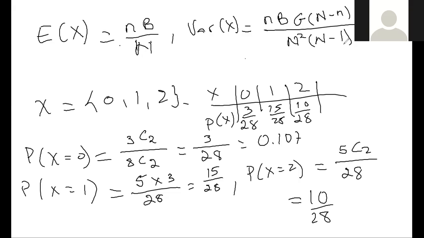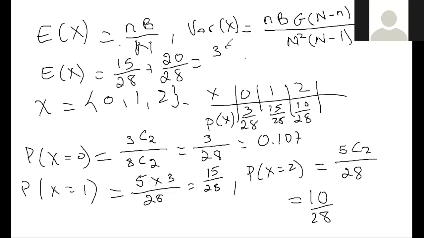So having this distribution, you can find the mean here. Let's just check. The mean here will be 15 over 28 plus 20 over 28. Do you see what I'm doing? To find the mean using this distribution, 15 over 28 plus 20 over 28 is 35 over 28. 35 is 5 times 7. 28 is 4 times 7. This is 5 over 4.